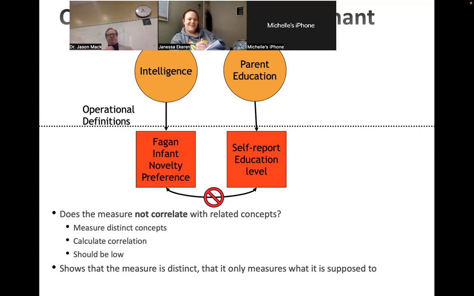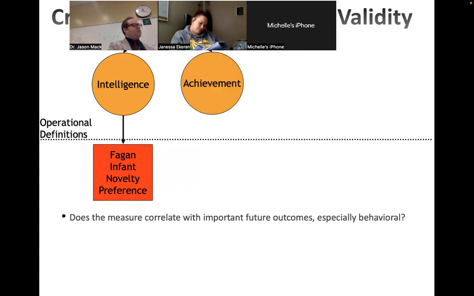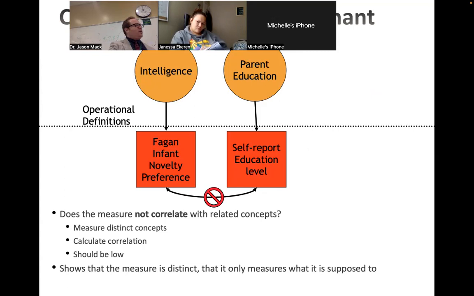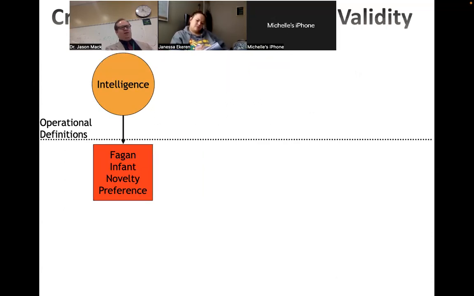So the calculated correlation should be low, which shows that the measure is distinct. A correlation is how things move with each other and how strong or weak the relationship is. When we discriminate on validity, you wouldn't want that correlation. You'd want to measure it differently. So for example, we could look at birth order, gender, race, socioeconomic status, which shows a measure as distinct. We're discriminating on that.